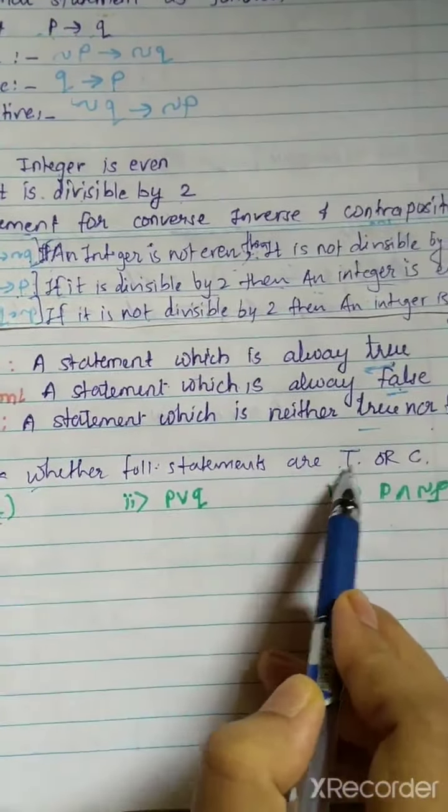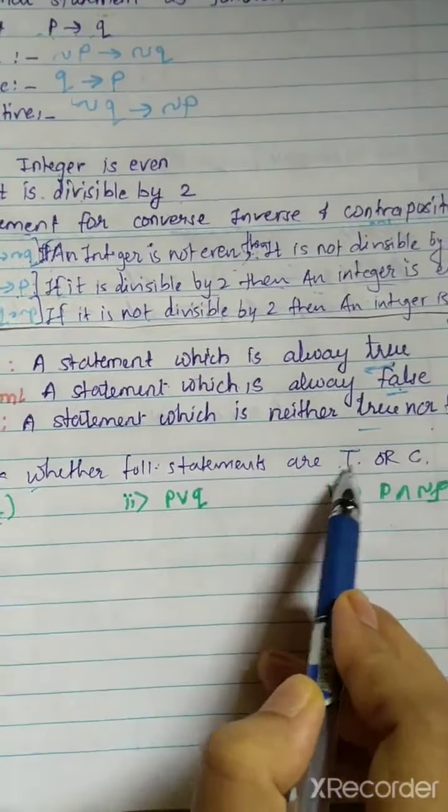Now we'll see another example: P or negation P, only one variable. So here we have P and negation P, and we have to do P or negation P. Only one variable, so it will be true, false. Negation P will be false for true, and true for false. Now true or false is true, false or true is true.